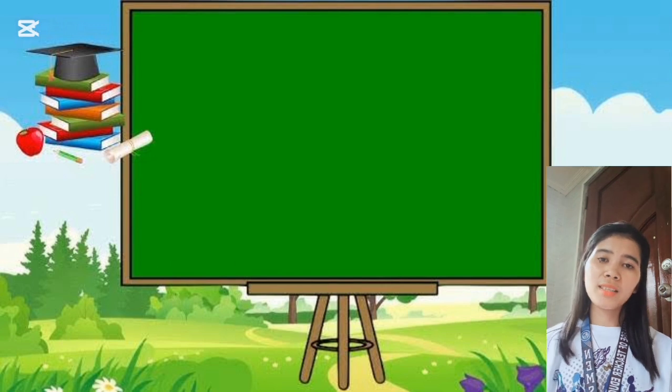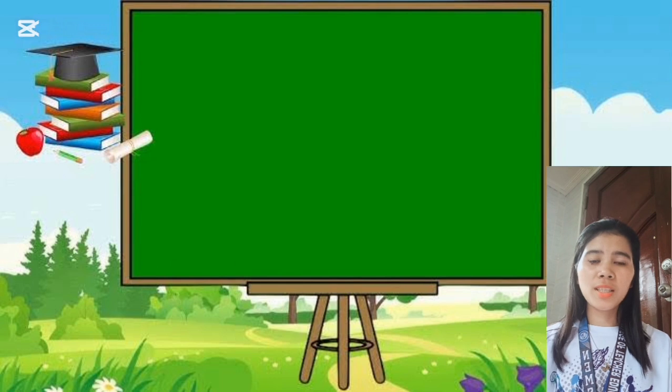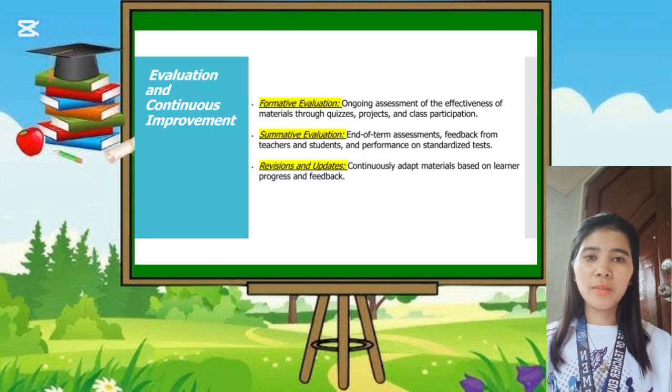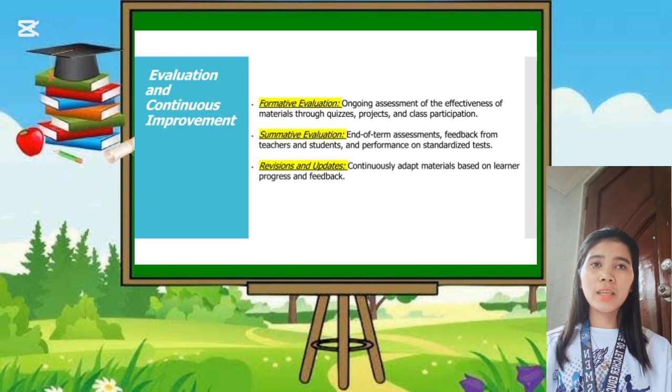So when we select, design, and develop instructional materials, we also do the evaluation for continuous improvement. So first we have formative evaluation. It is the ongoing assessment of the effectiveness of the materials through quizzes, projects, and class participation. Second is the summative evaluation. It is done in the end of term assessment, feedback from teachers and students, and performance on standardized tests. And third is the revision and updates. It is to continuously adapt materials based on learners' progress and feedback.